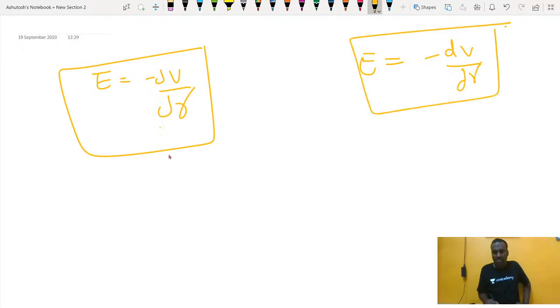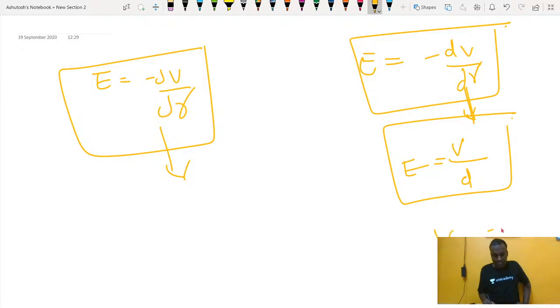So it is a partial differentiation, and this is a differentiation. Gradient of potential difference by length gives the electric field. So our V is equal to ED, we can say, students. So E is equal to minus dou V by dou R.